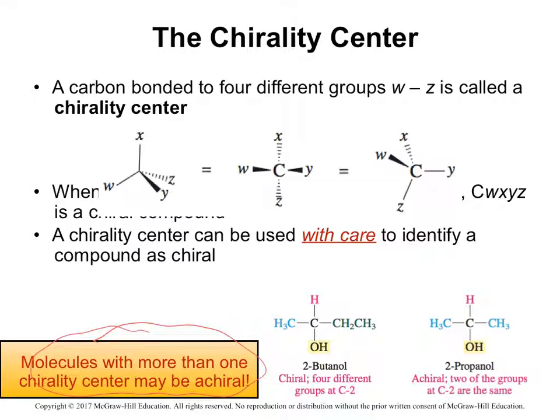Okay, so the easiest way to do that, I think, is just to start in the beginning. So let's look at, and you haven't learned how to name alcohols, but you could probably figure this out, a compound called 2,3-butanediol.